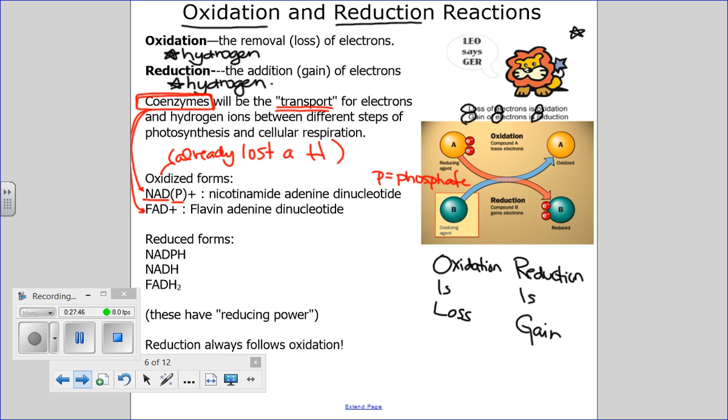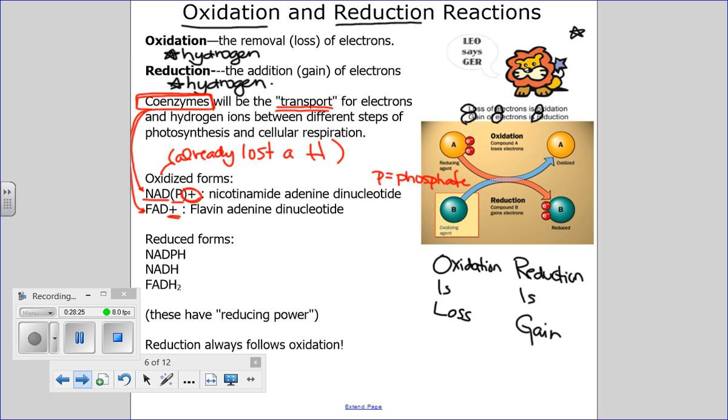Now you'll notice that the oxidized forms have a plus, and that's not me making a typo, that is purposeful. That's because if I take away an electron, I should have a positive charge. You guys might remember learning in Science 10, when you lose an electron, now you have more protons than electrons. So losing an electron gives you a positive charge. The other one is called FAD, and again, the positive is on purpose. It's flavin adenine dinucleotide. Again, you can just use the abbreviation. That's what most people do.